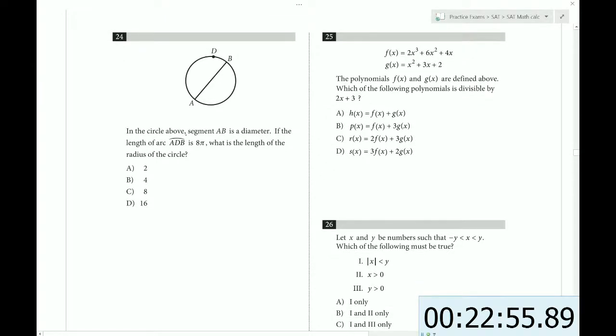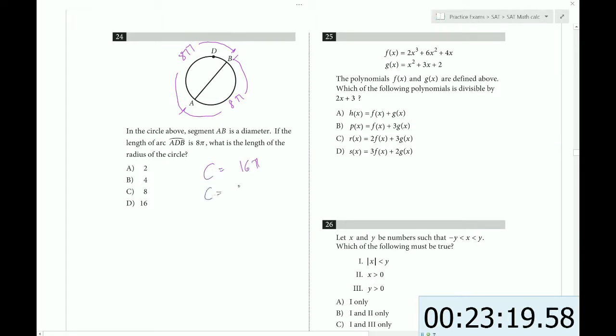In the circle above, segment AB is a diameter. If the length of arc ADB is 8 pi, what is the length of the radius of the circle? So ADB is 8 pi, right? That would be, since this is a diameter, half the distance around the circle. So the whole distance around the circle would then be 16 pi. We also call that the circumference.